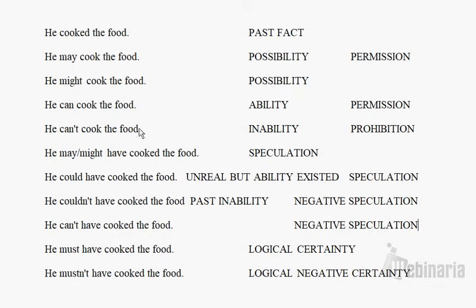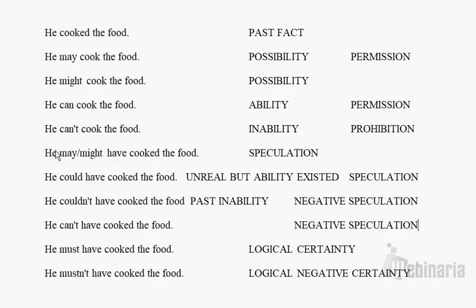He can't cook the food. This talks about inability. He doesn't know how, or maybe he doesn't have the things necessary. So he can't cook the food. It's just not physically possible. Or, as a prohibition, the opposite of he can cook the food: tell him he can't cook the food. I'm not letting him, I'm not giving him permission, I am prohibiting it.